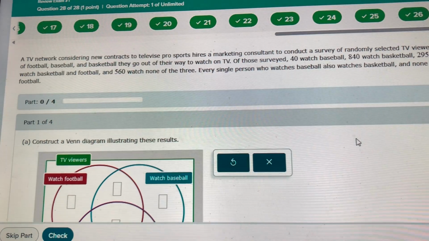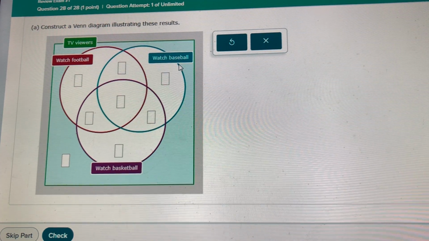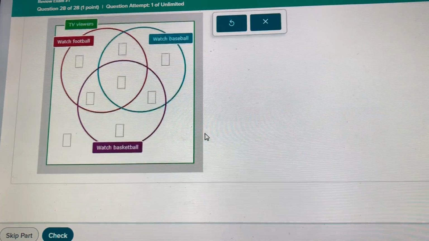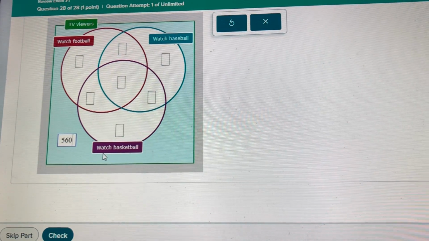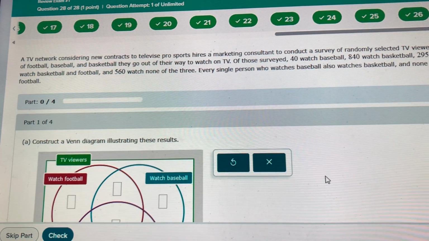Okay, final question. People on TV can watch football or baseball or basketball, okay? So what I'm looking for is, do they tell me, here's one that they tell me right away, is that 560 watch none of these 3. That's always that outside portion. So sometimes they tell you the none, that goes on the outside. Sometimes they tell you all 3. If you know those, I always look for those ones first.